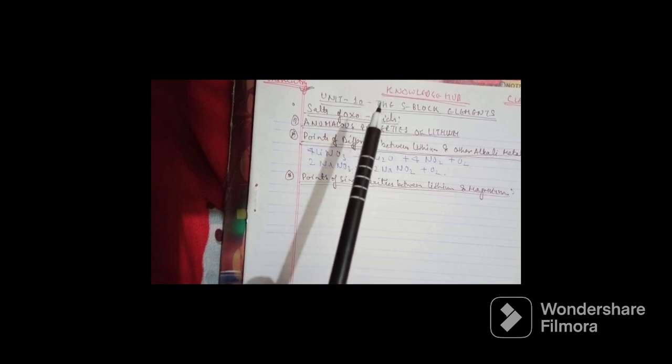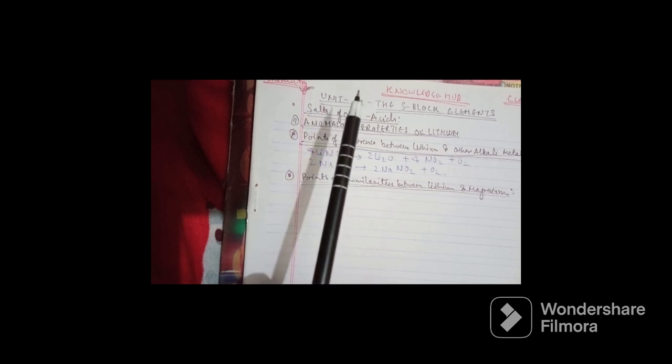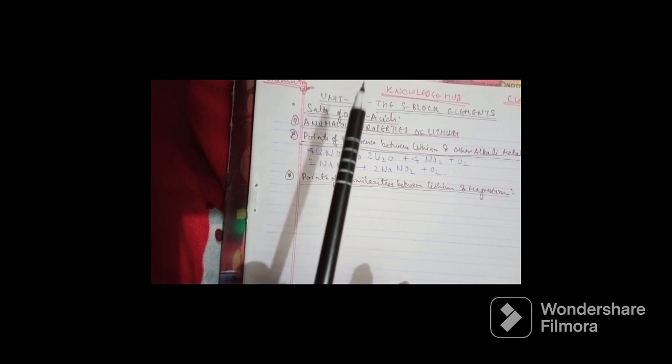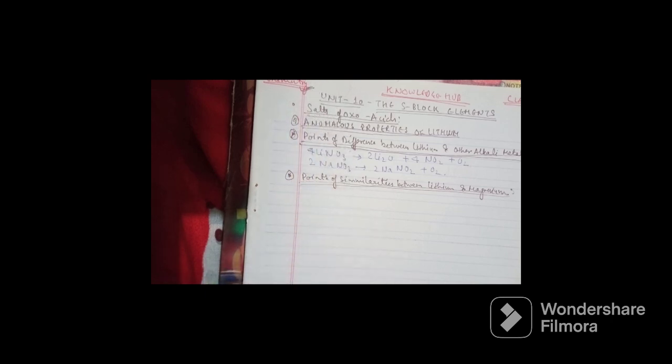Solid hydrogen carbonates are not formed by lithium and magnesium, and both LiCl and MgCl2 are soluble in ethanol. Both LiCl and MgCl2 are deliquescent and crystallize from aqueous solution as hydrates, LiCl.2H2O and MgCl2.8H2O here. So now we discuss some important compounds of sodium.